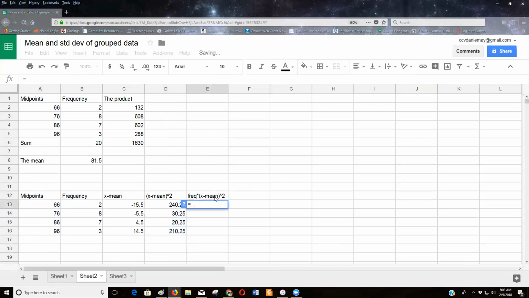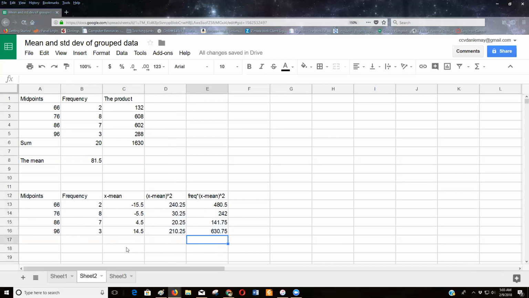So equals, I'm going to click on the cell that's got the 2, shift 8 times the cell with the squared difference, and that'll do that multiplication for us. And then I'm going to fill that down, go to that little plus sign. So now here are all the squared differences for all 20 numbers.